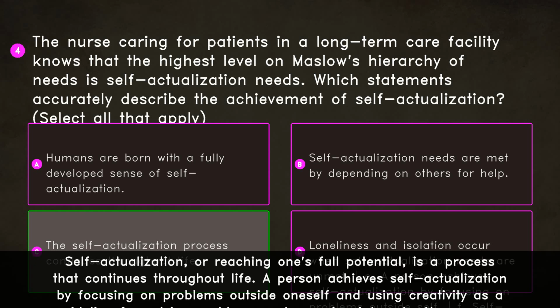Self-actualization, or reaching one's full potential, is a process that continues throughout life. A person achieves self-actualization by focusing on problems outside oneself and using creativity as a guideline for solving problems and pursuing interests. Humans are not born with a fully developed sense of self-actualization, and self-actualization needs are not met specifically by depending on others for help. Loneliness and isolation are not always the result of unmet self-actualization needs.